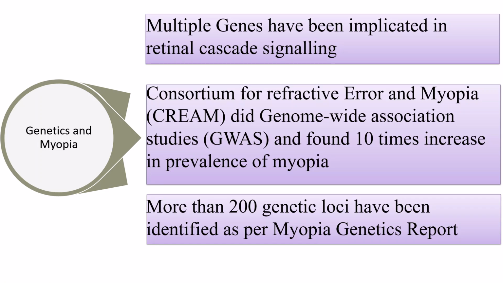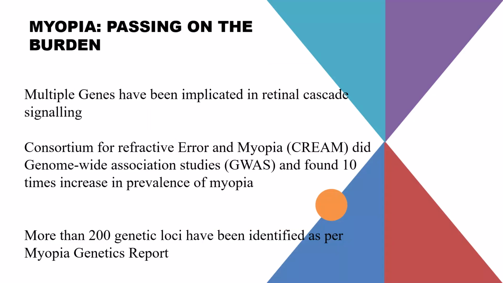there have been more than 200 genetic loci which have been identified as having associations with myopia. We would also take this up when we talk about the genetic factors being responsible for myopia. There have been multiple genes implicated in retinal cascade signaling. There has been a consortium for refractive error and myopia, and they did genome-wide association studies, and they found a 10 times increase in prevalence of myopia depending on the genetic pool. So this has already been covered.